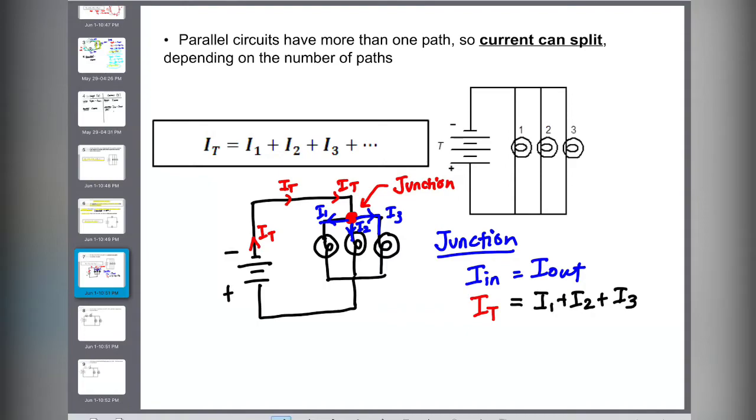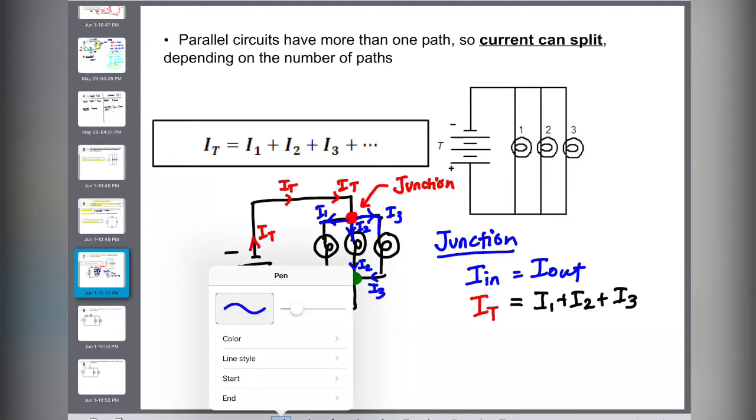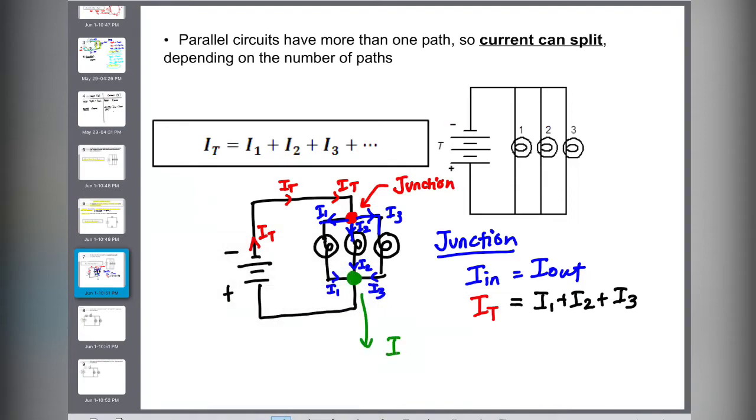You can actually do another junction. The other junction is this green dot. The currents going into this junction are your I1, I2, and I3. So if I were to rewrite the equation for the green dot, I in equals I out. The in is I1 plus I2 plus I3.